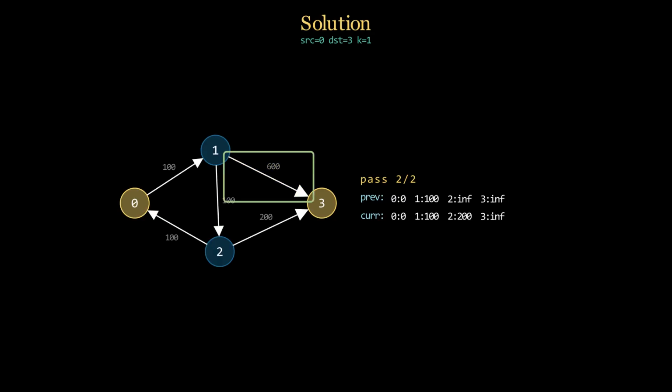Relax 1 to 3 for 600. Previous at 1 is 100, so city 3 becomes 700. Relax 2 to 3 for 200. Previous at 2 is infinity, skip. Pass 2 complete, Cur now has the final distances for this K. Return the DST entry, 700, the cheapest valid cost under the stop limit.